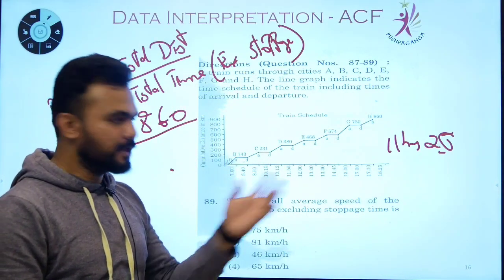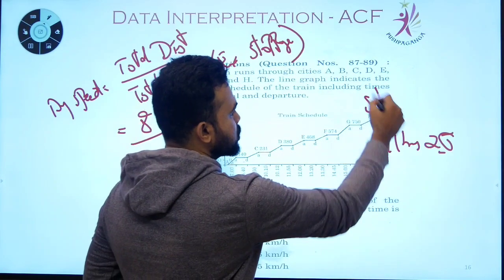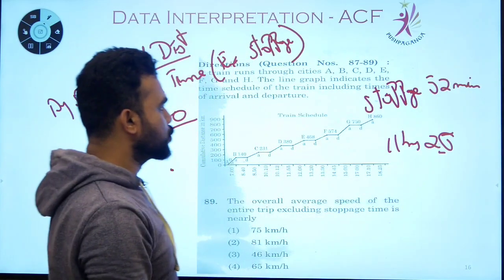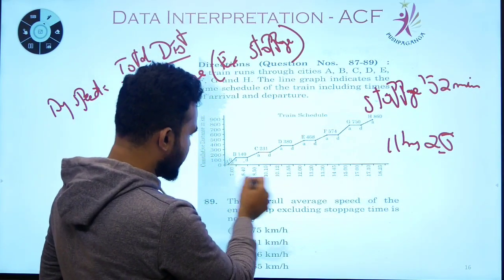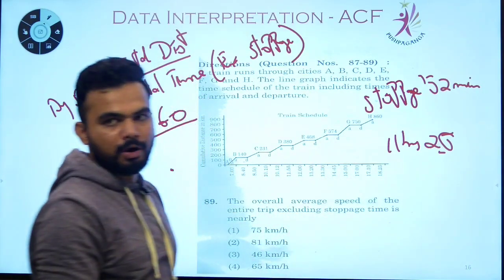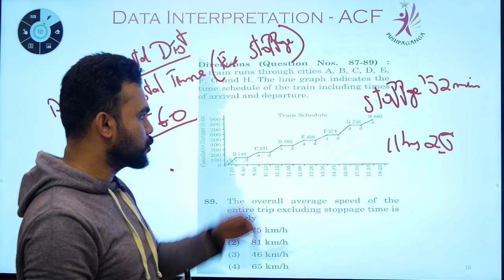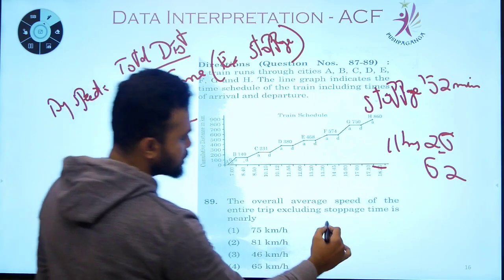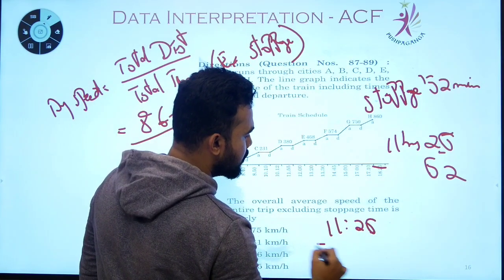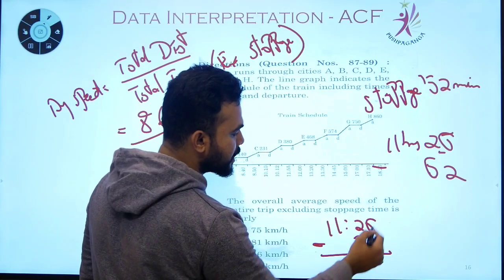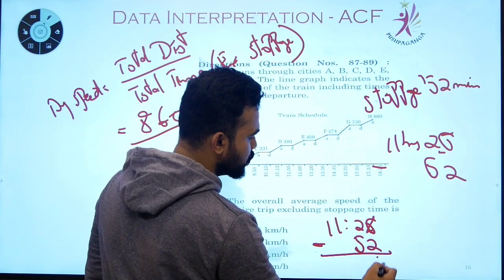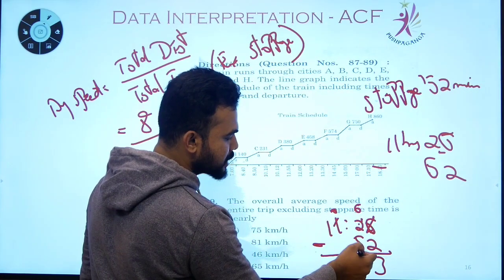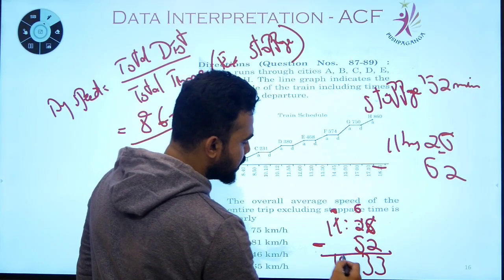From the previous problem, we came to know the stoppage is 52 minutes. So now we are deducting 52 minutes from this. How can we calculate? 11 hours 25 minutes minus 52 minutes. What will we get? 5 minus 2 we get 3. Then 2 we carry, 6 plus 2 is 8, 8 minus 5 is 3. So 10 hours 33 minutes.